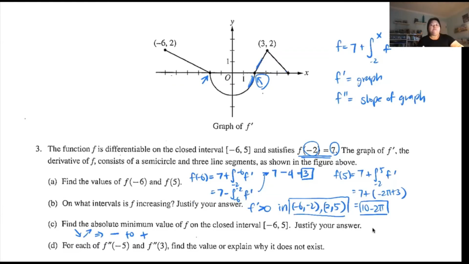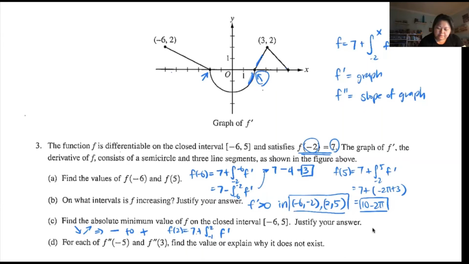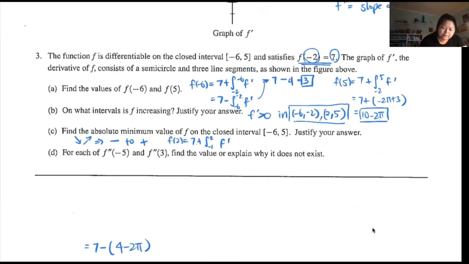Now, is it an absolute minimum? I don't know. So I have to check against my closed interval. But I'm going to check that value first. So that value is 2. So f of 2 is equal to 7 plus the integral from -2 to 2 of f prime. All right, I'm going to have to use some space down here.